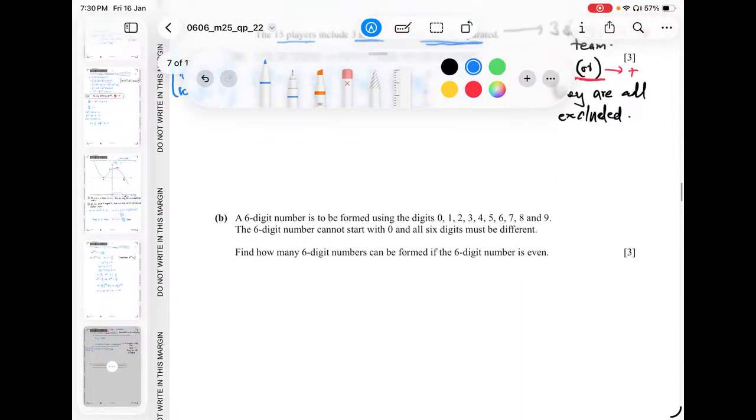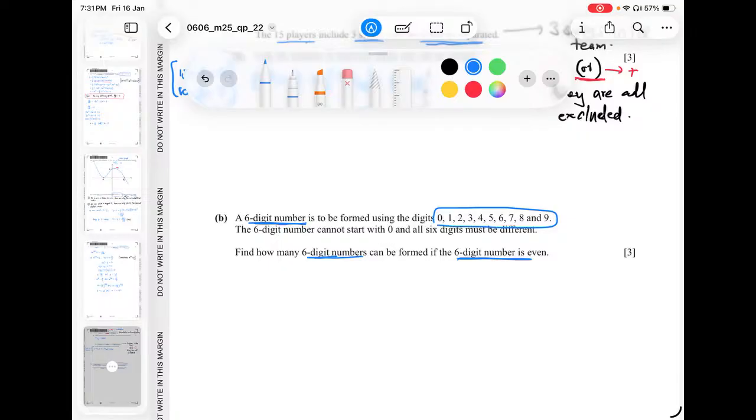Let's move on to part B. This is a different question from the previous one. A 6-digit number is to be formed from these 10 digits, from 0 to 9. The 6-digit number cannot start with 0, and all the 6 digits must be different. Find how many 6-digit numbers can be formed if the 6-digit number is even.